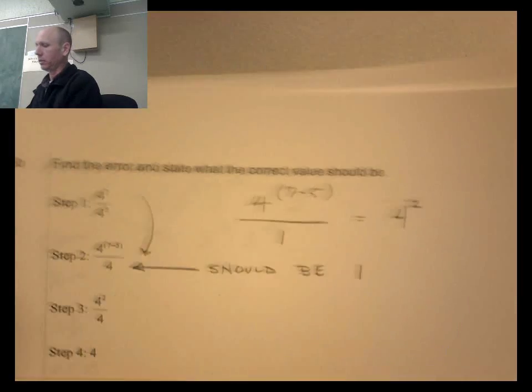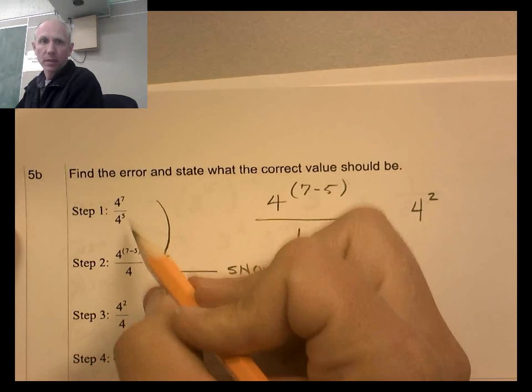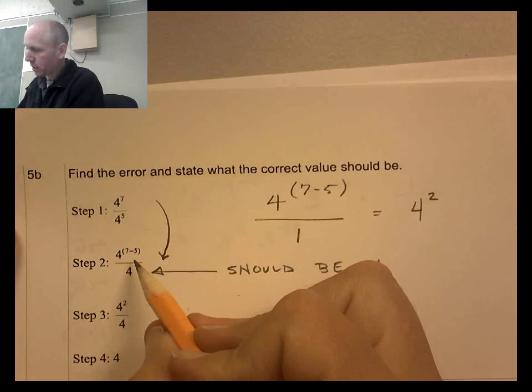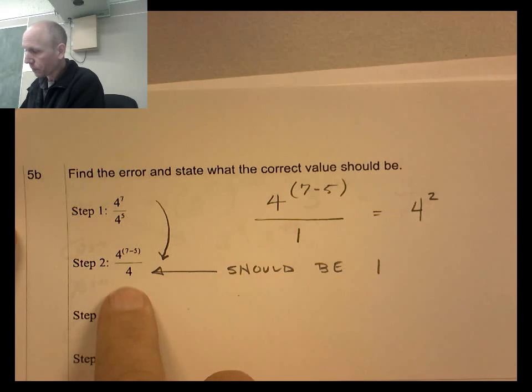Find the error. Okay, so 4 to the 7th over 4 to the 5th. Well, it's going to be 4 to the 7 minus 5, over 1. That should be over a 1. Should be over a 1. Right? Not over a 4.